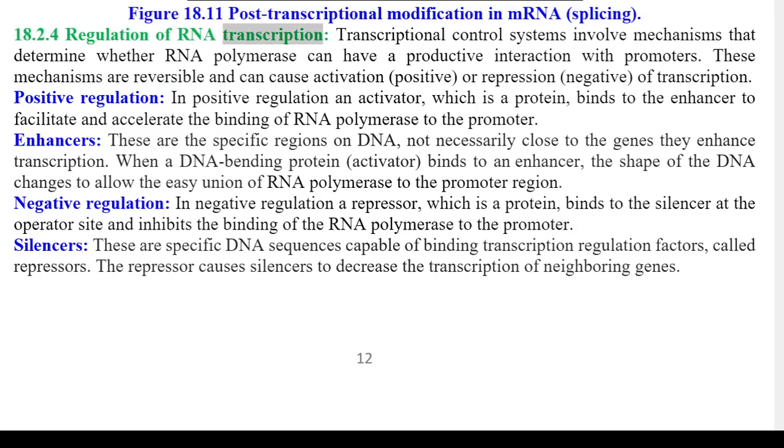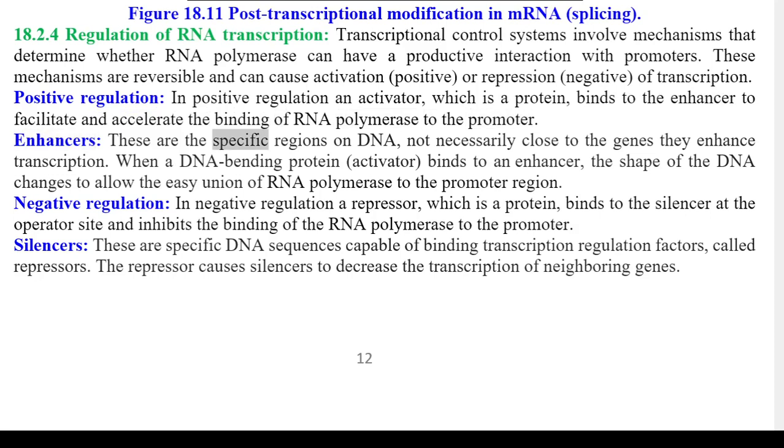18.2.4 Regulation of RNA transcription. Transcriptional control systems involve mechanisms that determine whether RNA polymerase can have a productive interaction with promoters. These mechanisms are reversible and can cause activation (positive) or repression (negative) of transcription. Positive regulation. In positive regulation, an activator, which is a protein, binds to the enhancer to facilitate and accelerate the binding of RNA polymerase to the promoter.